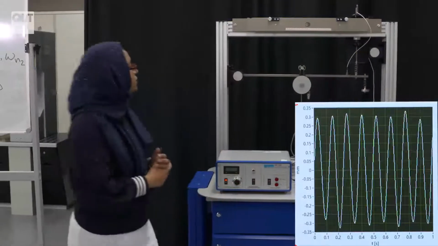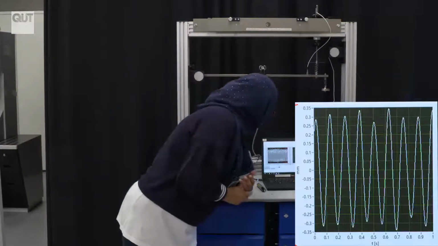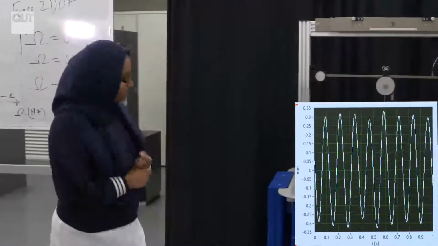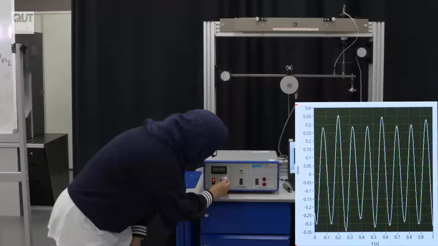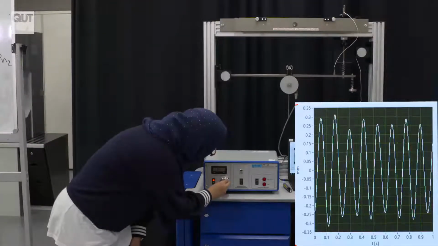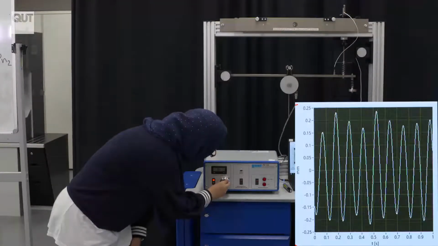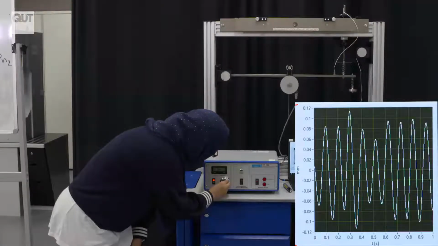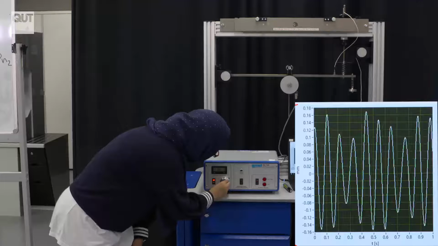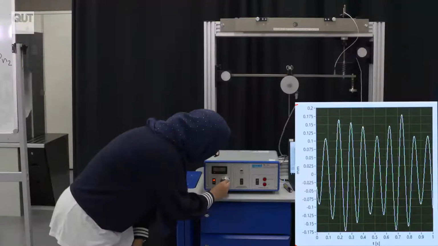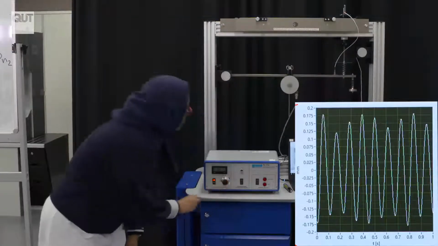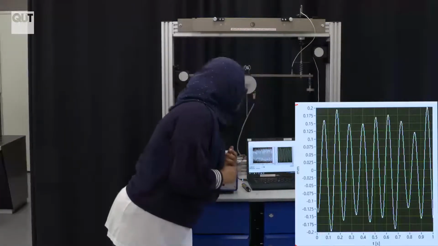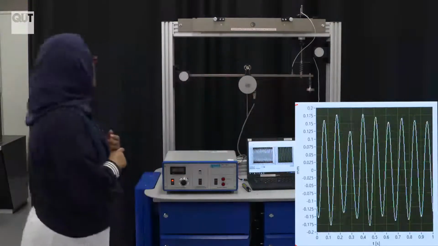At 8 Hz, the amplitude is still small, even smaller now, at 0.3 millimeter. I'm going to increase to 9 Hz now. So at 9 Hz, the amplitude becomes 0.2 millimeter.